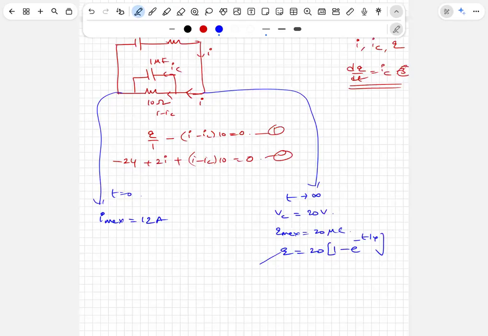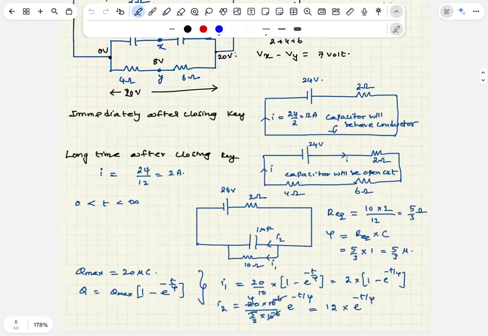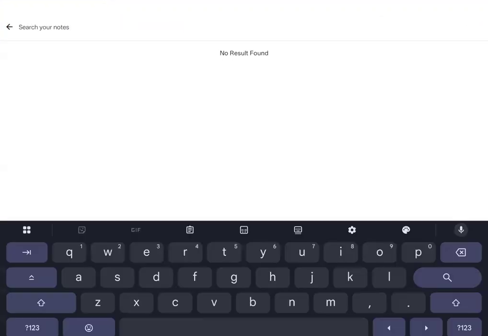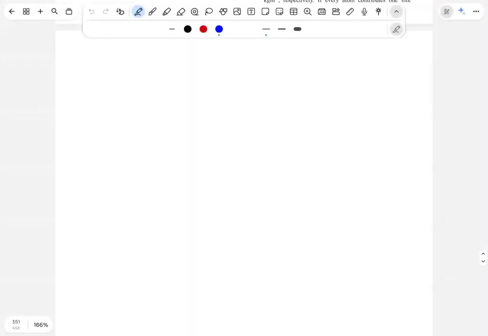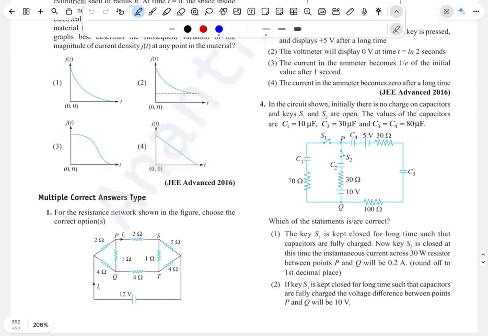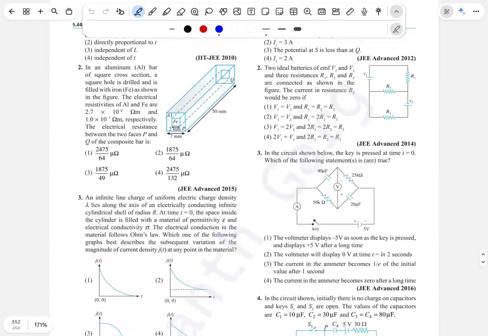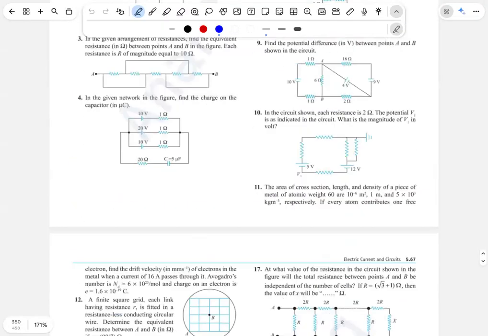Any doubt? Any doubt on this part? Everyone in the class. Too early to pick that question.